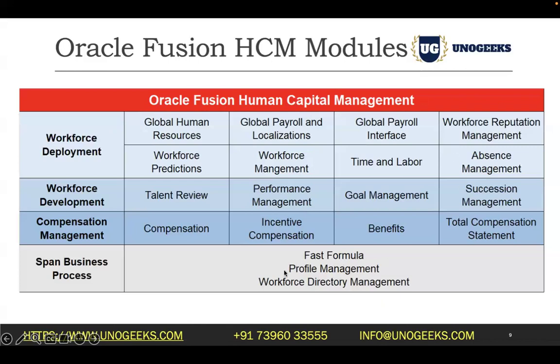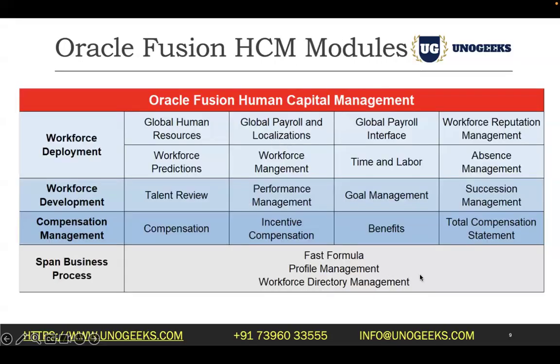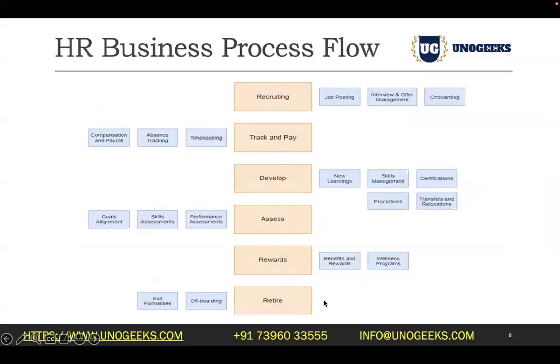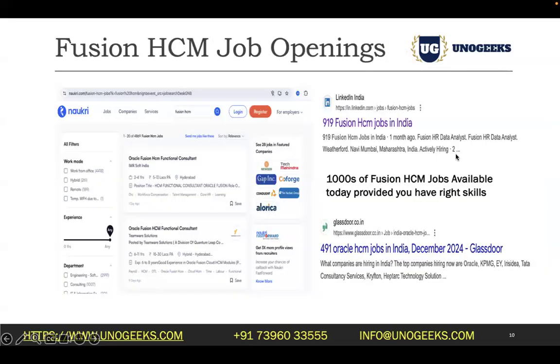Now, when you have 20 plus modules here, or 15 plus modules, do you think every client implements all the modules, guys? Definitely not the case. Clients will pick and choose. They decide, first of all, which of these processes they want to manage in Fusion HCM Cloud, and based on that, they decide which of these modules they want to implement. No client implements all of them.